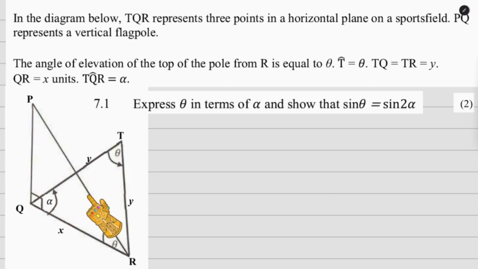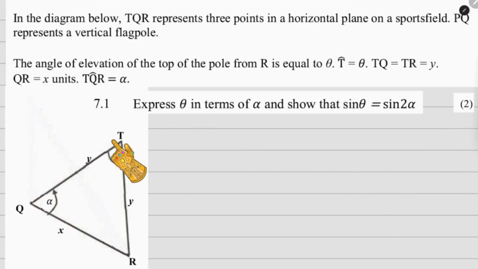We can see a theta there and an alpha there. So we're going to ignore the other triangle for a second. And if we're in triangle TQR, you might notice that this length TR is the same as this length TQ, because they're both denoted with a variable y, so they must have the same value. If y was 10, both of these sides would be 10.